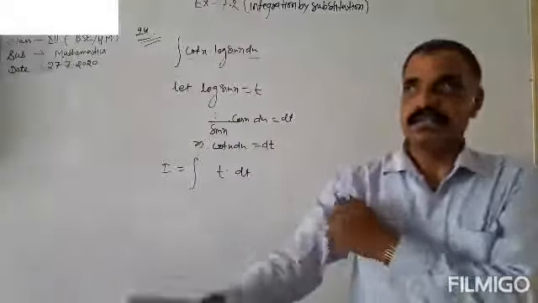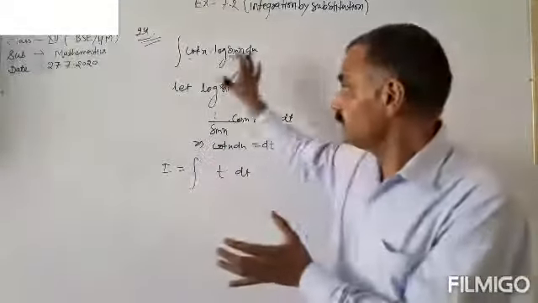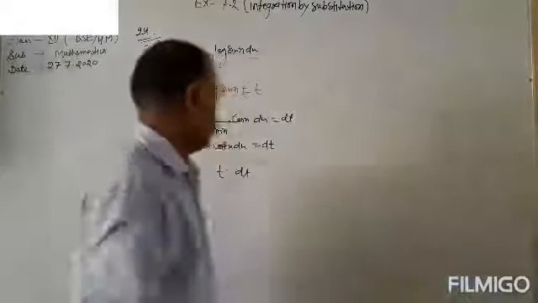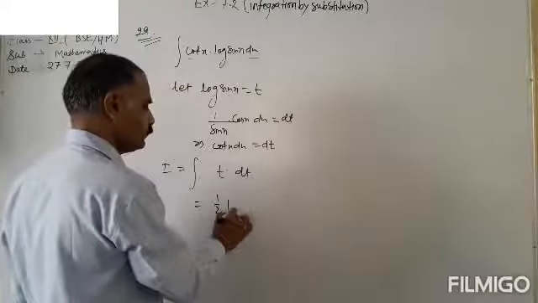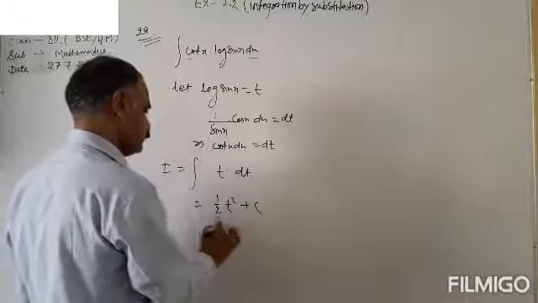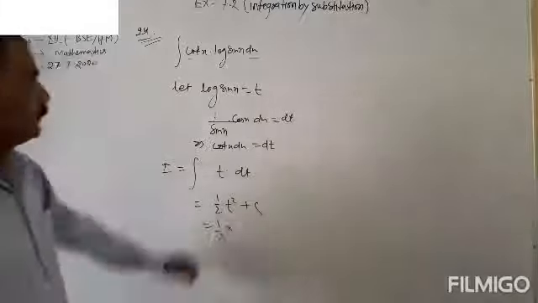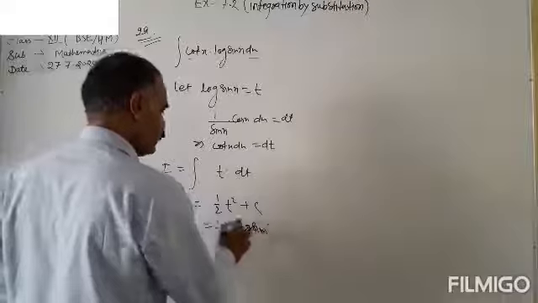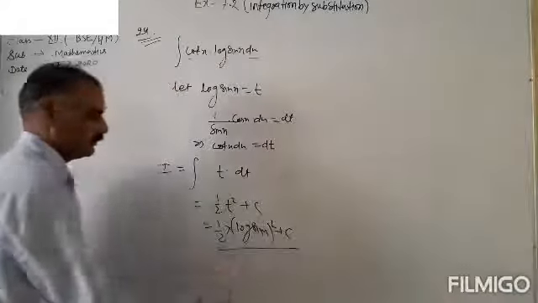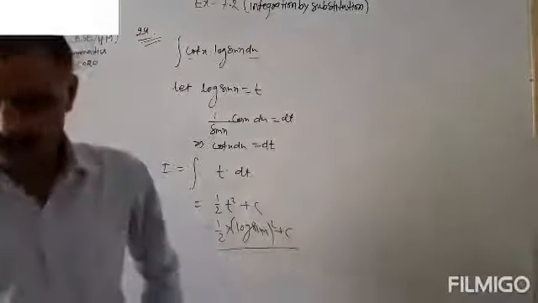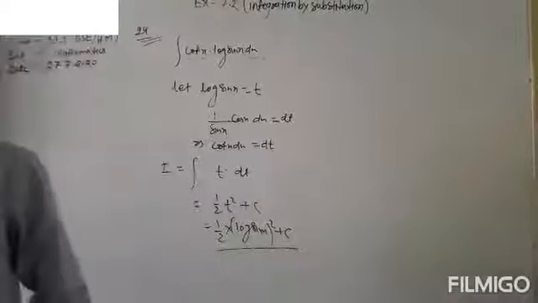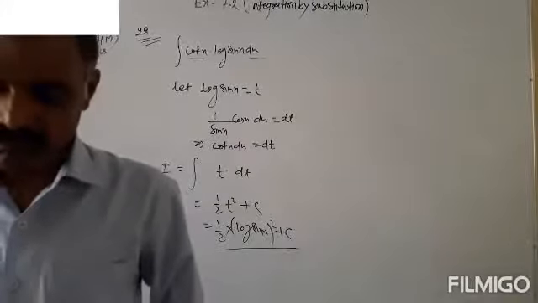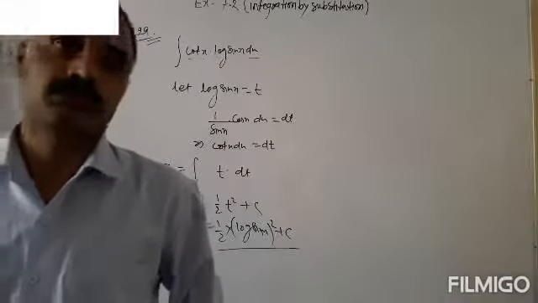The integration will change to the integration of t dt. So this is equal to 1 by 2 t square plus c. T square means (log sin x) whole square. So (log sin x) whole square plus c. This is the integration of the given function, that is question number 29.